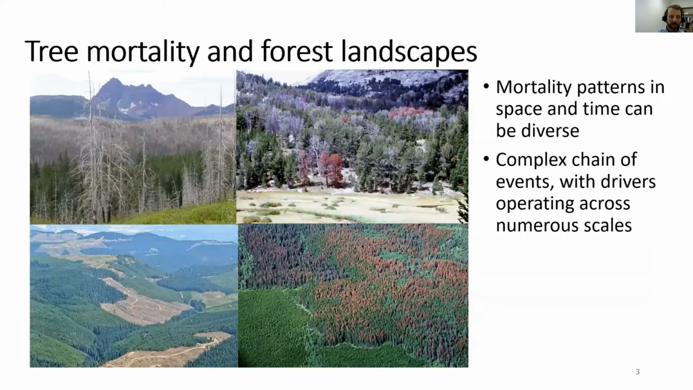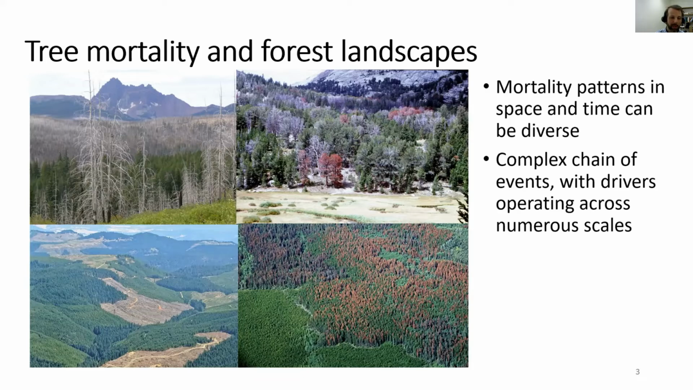The diversity of mechanisms that really drive mortality, but also the diversity of forest ecosystems across the landscape, result in a very diverse set of patterns of mortality, both in space and time. On the left here, I've just thrown out some images of different types of mortality events, whether it's wildfire or drought or insect and disease or timber harvesting.